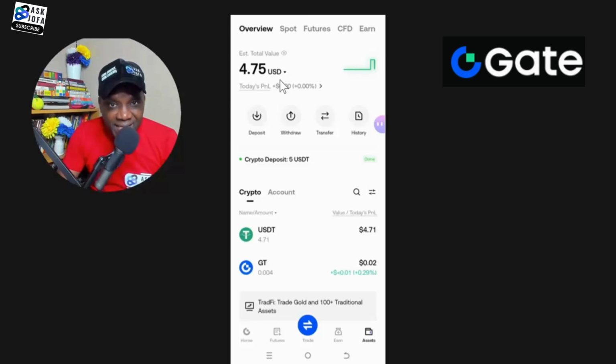Everything is managed inside the Gate Exchange app. You don't need to be transferring one money to another. You don't need to move between one network to another network like other platforms. So this is why Gate is more preferable.